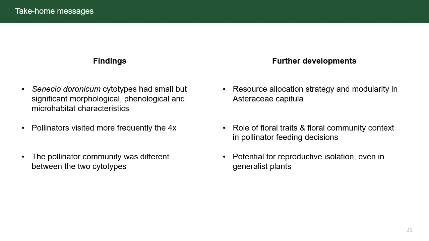So to conclude, we found that Senecio doronicum cytotypes had small differences in morphological, phenological and microhabitat preferences. And this speaks to a different resource allocation strategy in the two cytotypes. Pollinators visit the tetraploids more frequently, and this speaks to a role of flower traits and flower community contexts in the pollinator feeding choices. And finally, the pollinator community was different between the two cytotypes, and this exacerbates the potential for reproductive isolation even between generalist plants and generalist pollinators.